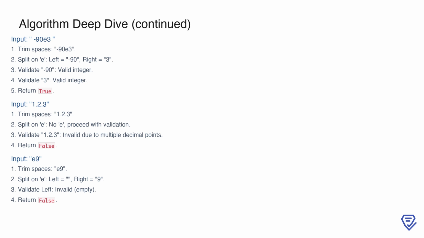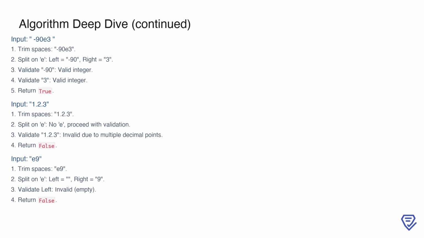For the input -90e3, trimming spaces gives -90e3. Splitting on e results in -90 and 3. Both -90 and 3 are valid integers, so we return true. On the other hand, for a string like 1.2.3, trimming spaces doesn't change the input, and since there's no e, we validate it as a single number. However, it's invalid due to multiple decimal points, so we return false.